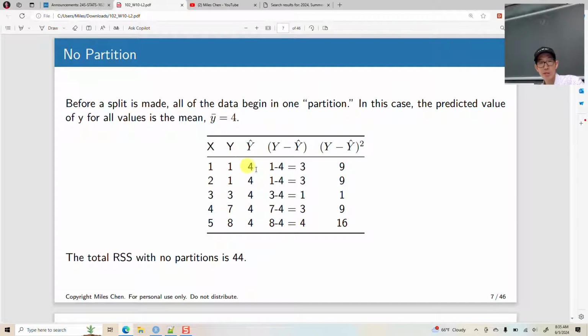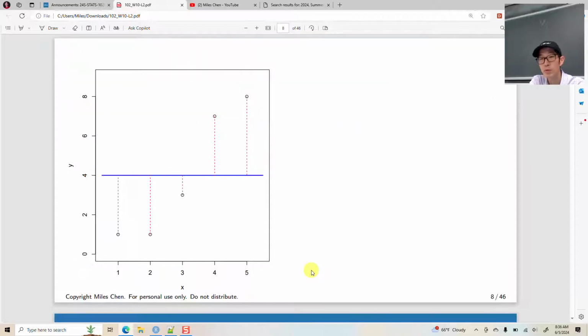So we would predict 4, our y hat for everybody would be 4, and then I would calculate our residuals and square my residuals. With no splits, I got residuals of 3, 3, 1, 3, and 4, and I square those, I get 9, 9, 1, 9 and 16, and when you sum those up, your total RSS with no partitions is 44. Then we have to consider every possible split that we could make.